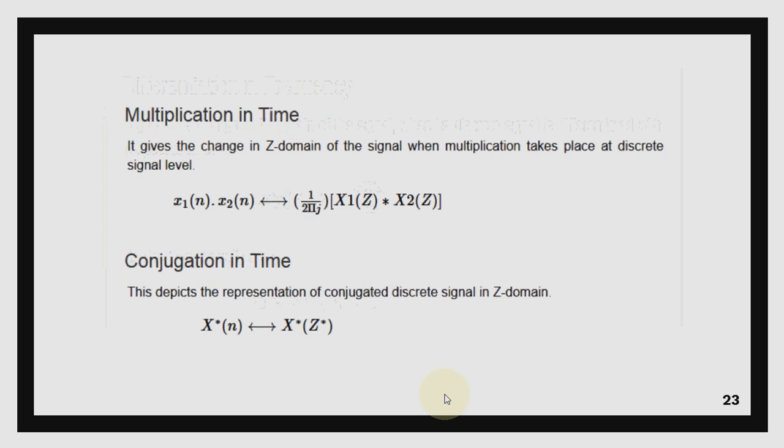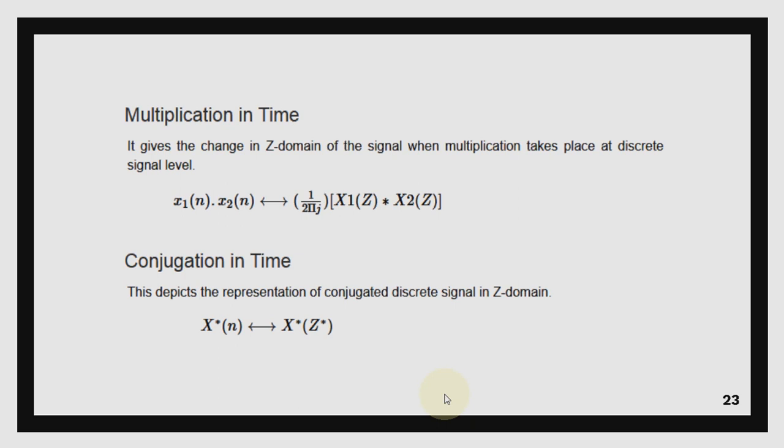Multiplication in the time domain. If the time domain signals are multiplied, the z transform will become 1 by 2 pi j into the convolution of both signals in the z domain, that is X1(z) convolved with X2(z).